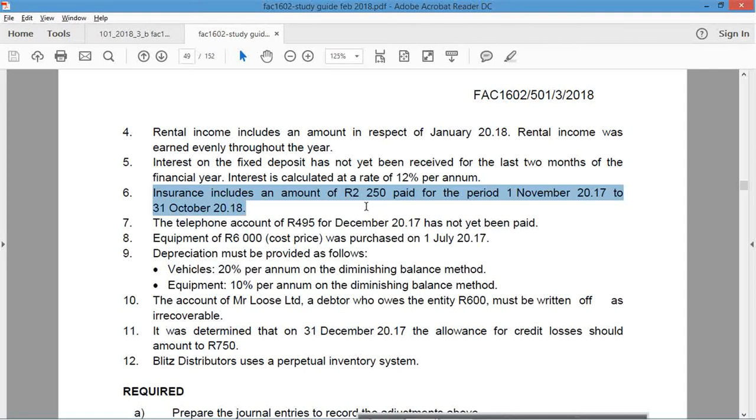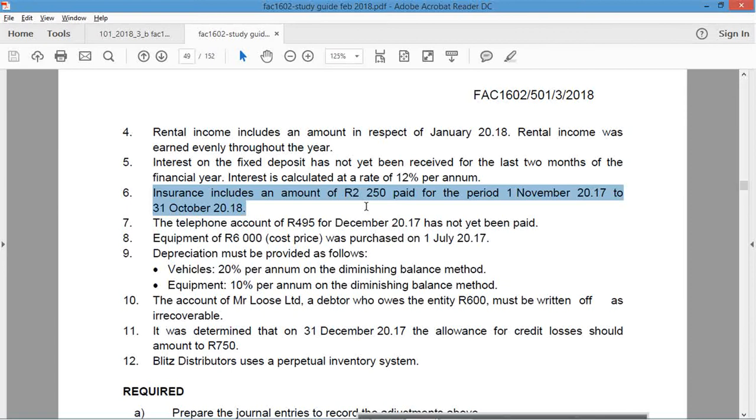2,250 was paid for the period 1 November to 31st October. You only need to subtract for the 12 months. So won't it be November and December you have to account for? No, November and December you would have to keep, so you wouldn't have to adjust for it. So how many months are there? November, December, January, February, March, April, May, June, July, August, September, October. So that's 12 months. So you're going to have to subtract 10 months.